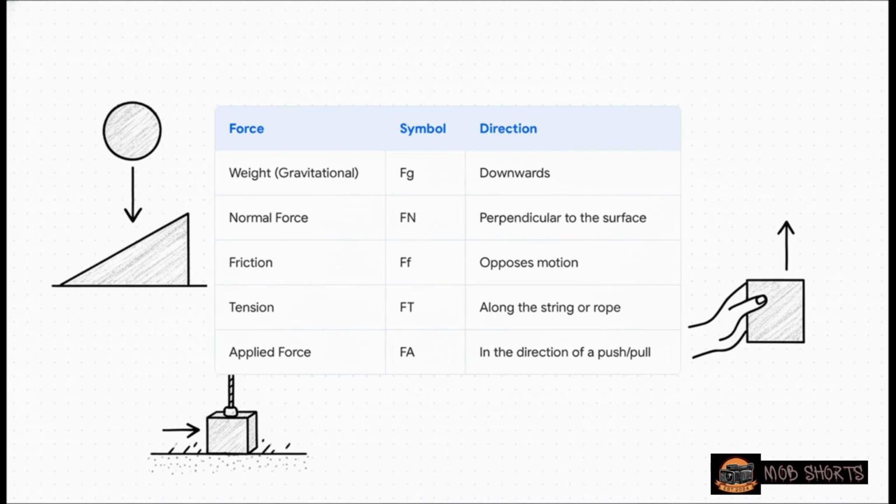Then we have the normal force, Fn. Think of this as the support force from a surface pushing back, and it's always perpendicular to that surface. We've got friction, Ff, the force that always fights against motion. Tension, Ft, is the pull from any rope or cable. And finally, applied force, Fa, which is just any old push or pull acting on our object.